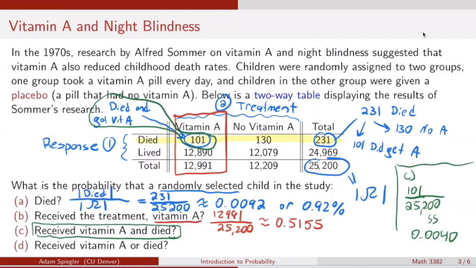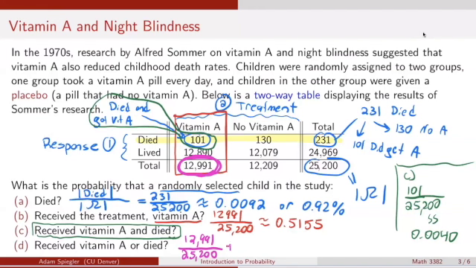And for the last question, part D, it's asking us what proportion of the children in the study received vitamin A or died. So let's think about this one carefully. So we've got all of these children that I'm circling right here in pink are the children in the study that received vitamin A. So we want to count them. So that's 12,991 out of all of the children, 25,200.